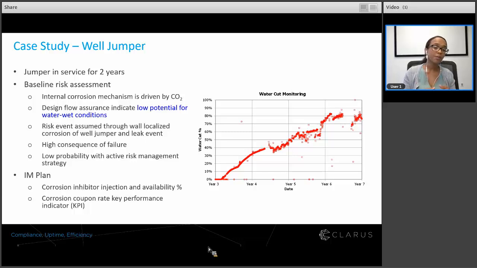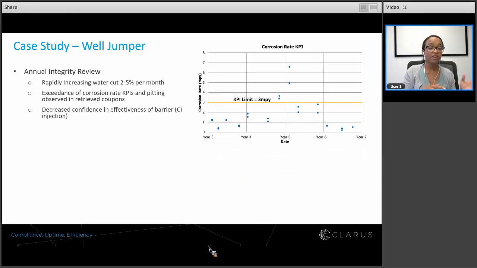However, as you see in the graph to your right, in year 3, we started to rapidly see water production increase. And by year 4, we were at 40% water cut. So with that, the water cut was increasing at 2 to 5% every single month. And at the same time, as we were reaching 40-50% water cut, we saw that our corrosion coupons were exceeding the acceptable KPI limit for corrosion of 3 mils per year, which is determined by our corrosion allowances as well as the design of that asset.